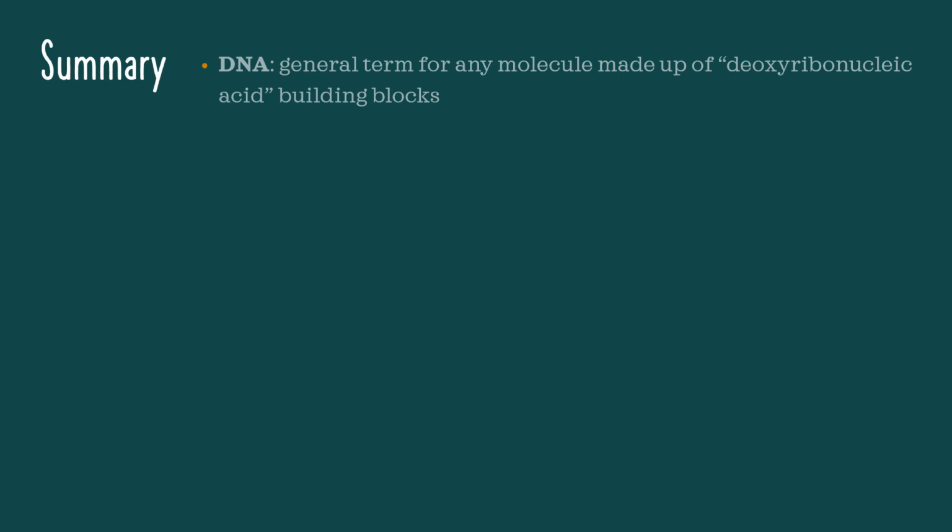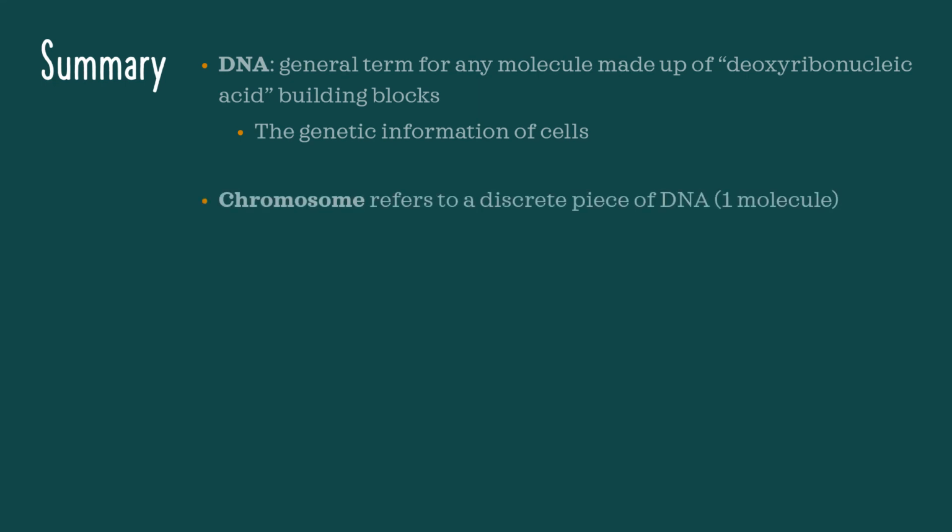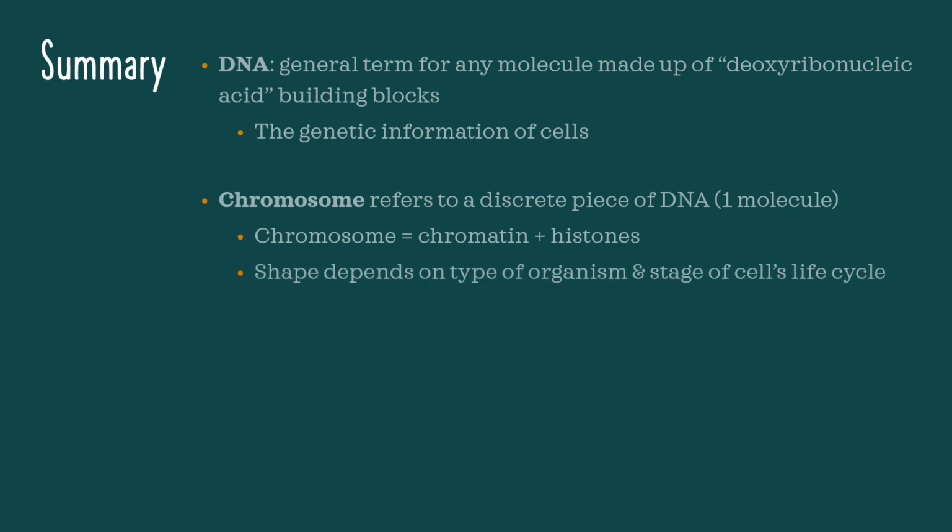In summary, you learned in this tutorial that DNA is the general term for any molecule made up of deoxyribonucleic acid building blocks, and that this molecule contains the genetic information of cells. You also learned that the key term chromosome refers to a discrete piece of DNA, just one molecule. But chromosomes actually include two parts. The DNA part itself is called chromatin, and the proteins that help the DNA coil are called histones. You learned that chromosomes come in different shapes depending on the type of organism and the stage of life that the cell happens to be in.